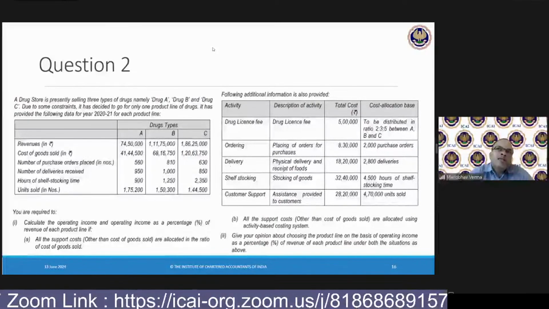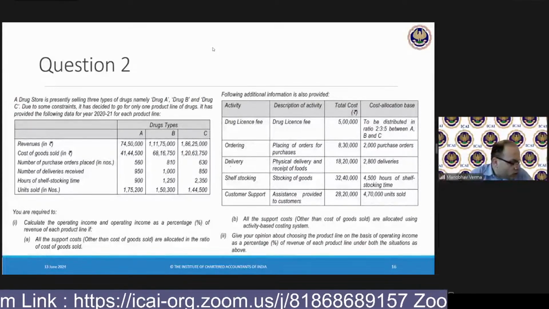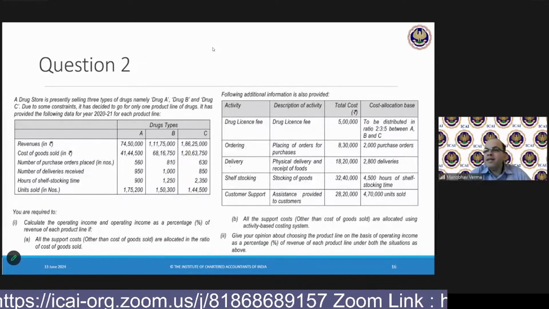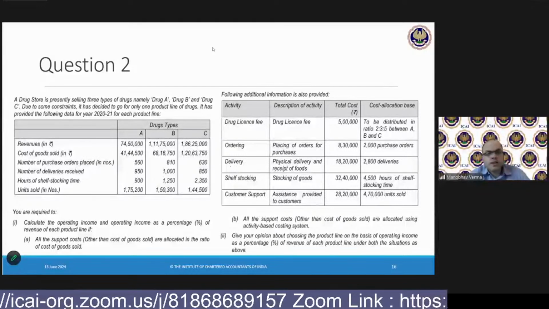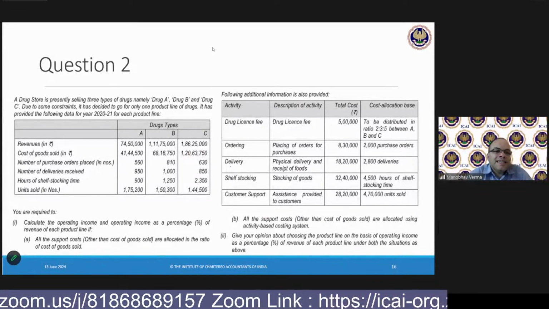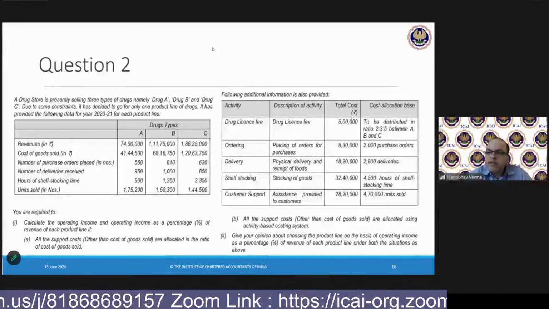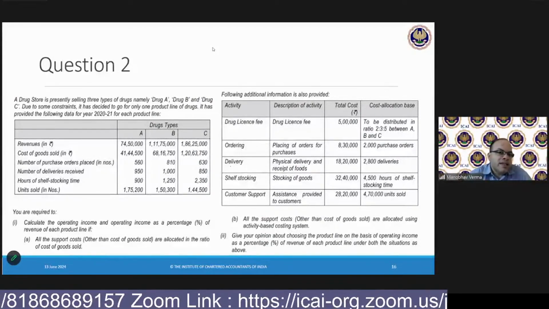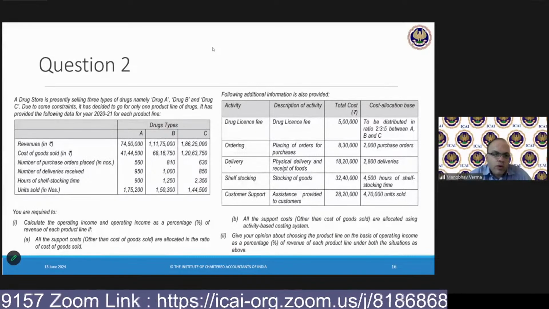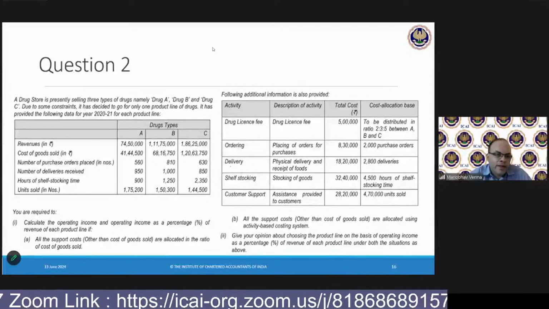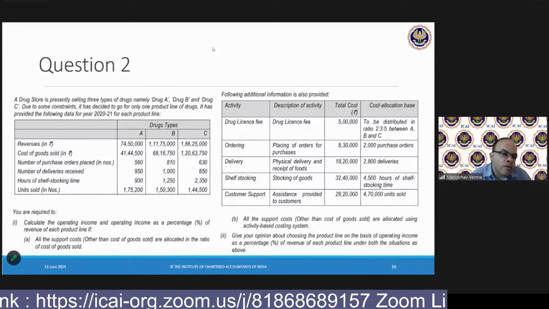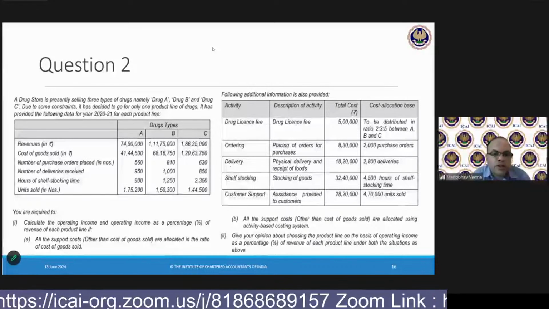More or less, the fundamentals and the logic of these questions pretty much remain the same. So if you understand the concept, you can attempt questions given in various forms. So let's see this one. This is also from one of your previous exams, guys. A drugstore is presently selling three types of drugs, drug A, B, and C. Due to some constraints, it has decided to go only for one product line of drugs. It has provided the following data for 2021 for each product line A, B, and C. Revenues is given, COGS, number of POs, number of deliveries, hours of shelf stocking, and number of units sold.